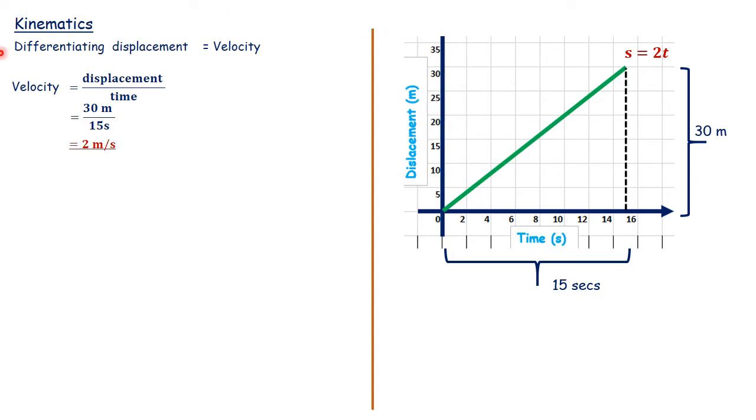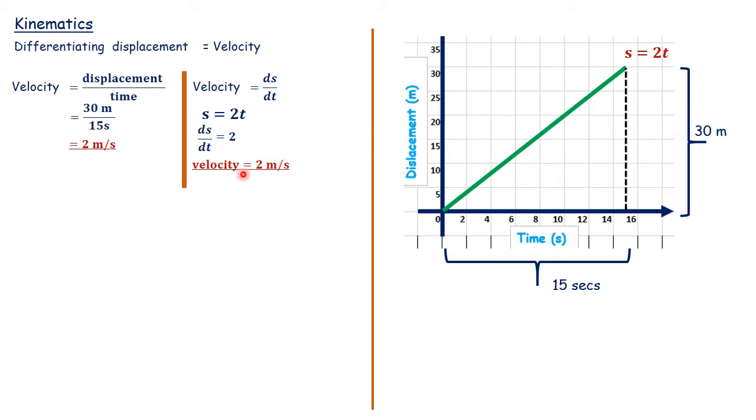But according to the statement I began with, differentiating displacement gives us velocity, we can approach the question differently. Since velocity is change in displacement with change in time, and the displacement time function is s = 2t, velocity would be differentiating s = 2t with respect to t, and the answer would be 2. So differentiating the function s = 2t with respect to t gives 2, and therefore velocity is 2 meters per second.